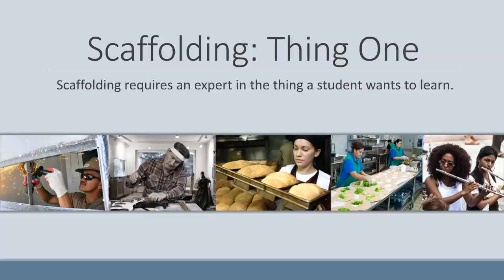So the first thing to know about an instructional scaffold is that it is built by someone with expertise in the thing the student is trying to learn. Level of expertise, of course, is relative based on the skill of the student. An adequate reader can serve as an expert for a non-reader.